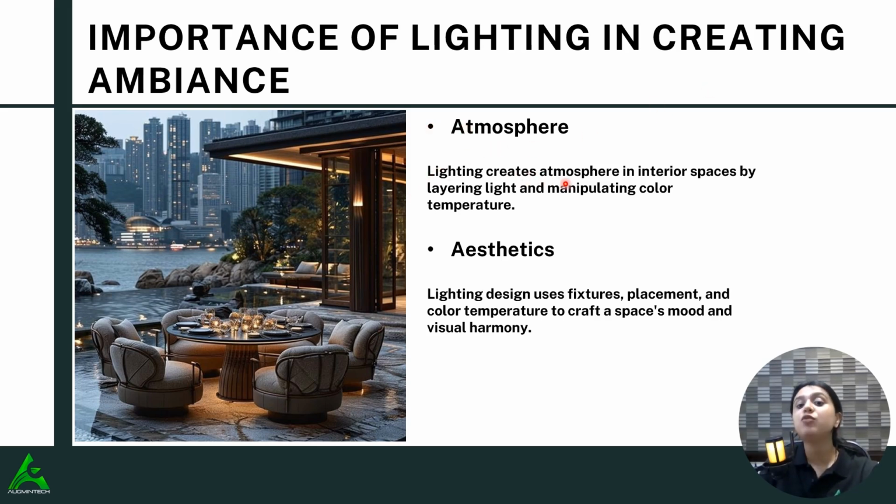Lighting creates atmosphere in interior spaces by layering light and manipulating color temperature. Now, what happens is, whenever we apply any kind of light, whatever colors it reflects by, it changes that color.